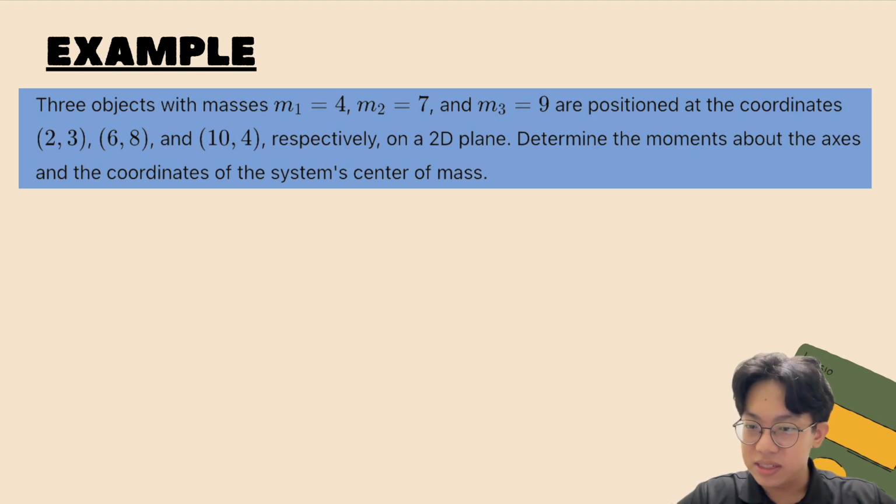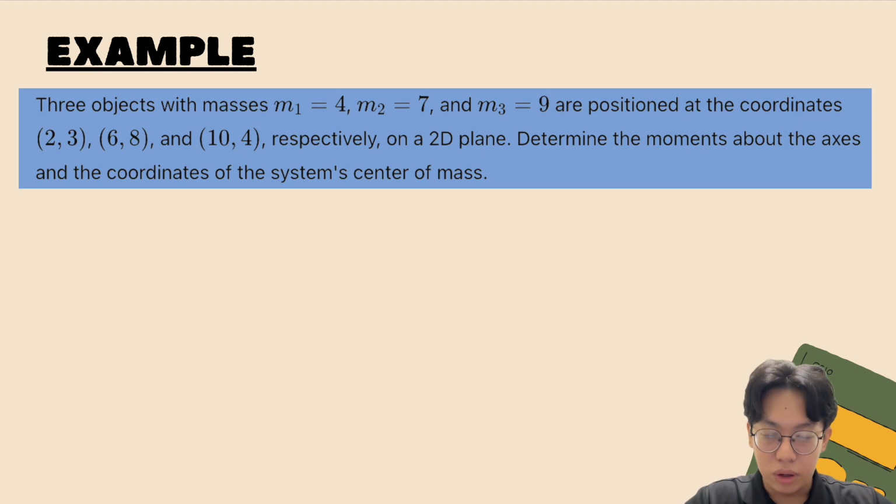Three objects with masses m1 equals 4, m2 equals 7, and m3 equals 9 are positioned at the coordinates (2, 3), (6, 8), and (10, 4), respectively, on a two-dimensional plane. Determine the moments about the axes and the coordinates of the system's center of mass. Our goal is to determine the moments about the axes and the coordinates of the center of mass of the system.